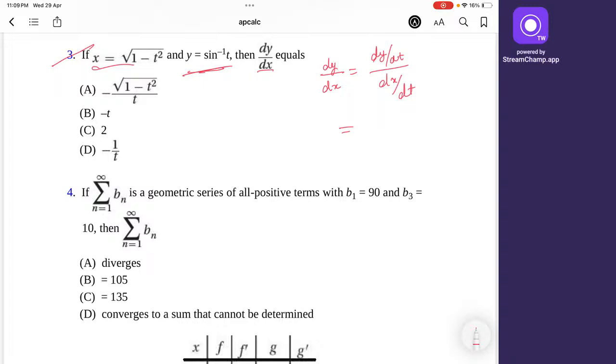Now differentiating y with respect to t, the derivative of sine inverse t is 1 by root 1 minus t square, and the derivative of square root of 1 minus t square is 1 over 2 root 1 minus t square times the derivative of 1 minus t square, which is minus 2t. So these two get cancelled. What you are left with is minus 1 by t. The right answer is option D.